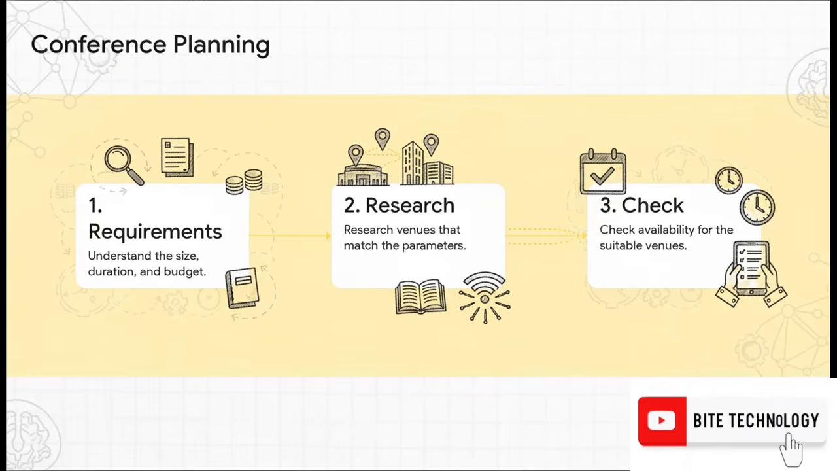For instance, let's imagine an agent that's been tasked with planning a conference. Its inner monologue, all powered by that LLM, might sound something like this. Okay, first, I need to fully understand the conference requirements. What's the size, the duration, the budget? Got it. Next, I should research venues that actually match those parameters. And then, for the venues that are a good fit, I now need to go check their availability. It's this step-by-step logic that is the cognitive engine driving all the agent's actions.